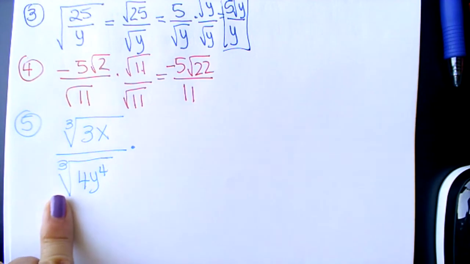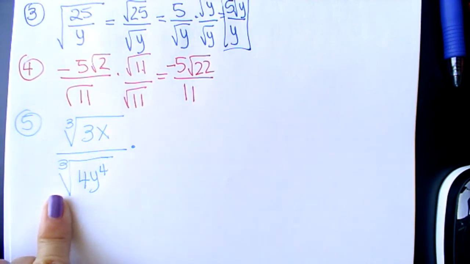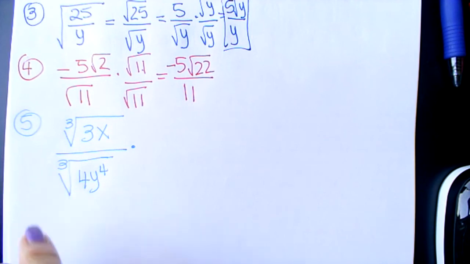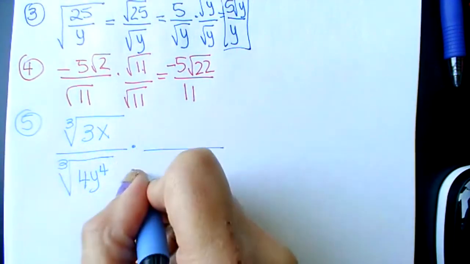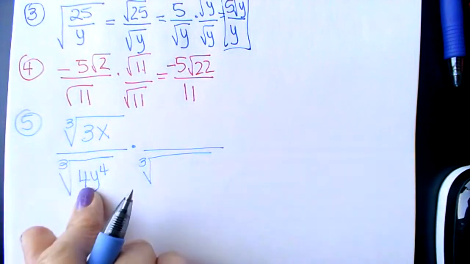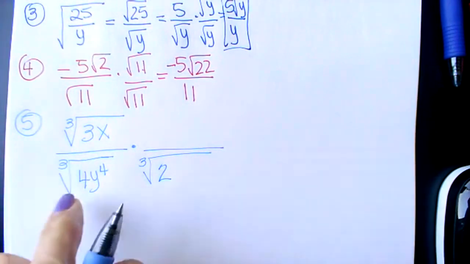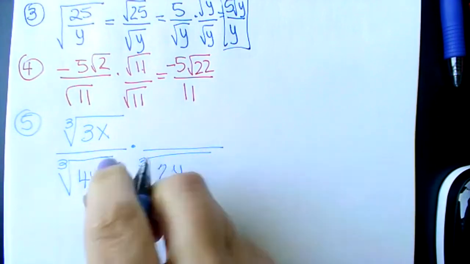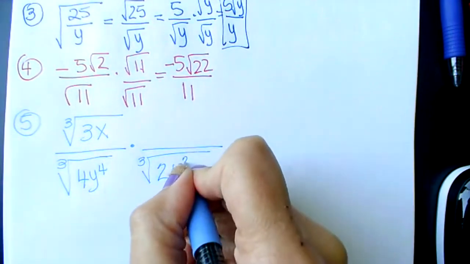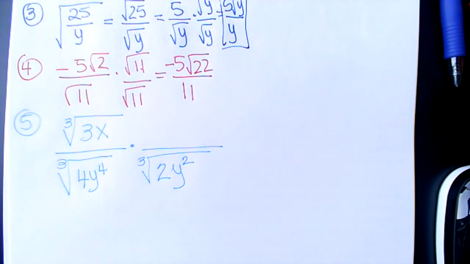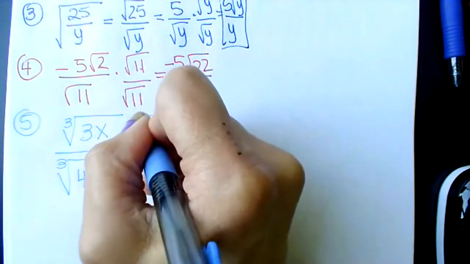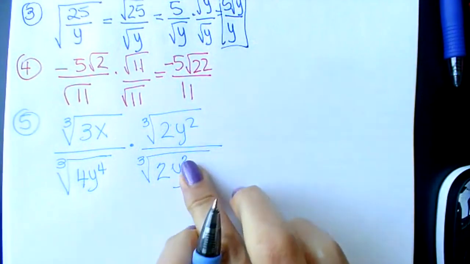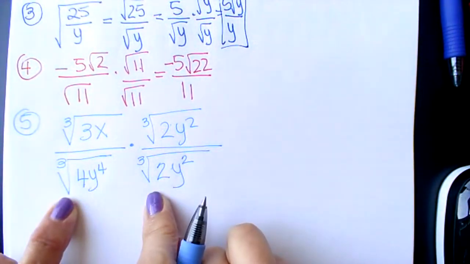Right here, the first one. The 4, I need to multiply by... to make a cubic, it would be by a 2, right? And this one, I need to multiply by... I have 1 left, so I need 2 more. So if I multiply numerator and denominator like this, I could get a perfect cubic root here.